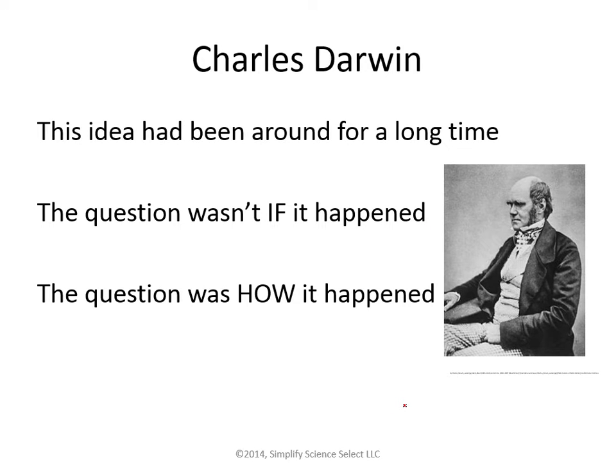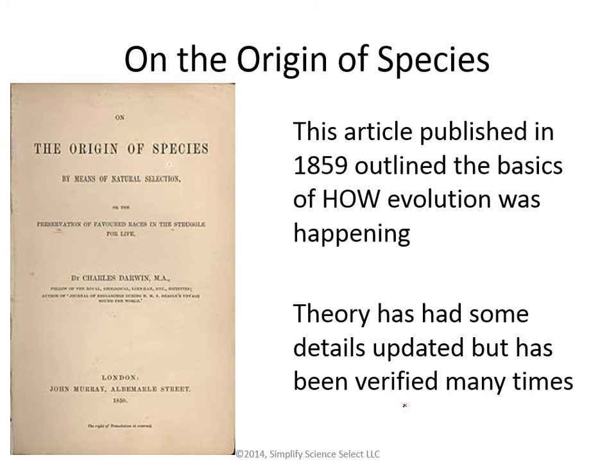Now, this is commonly associated with a great scientist by the name of Charles Darwin. People frequently get it wrong that Darwin invented or discovered evolution, which is not true. The idea of evolution had already been around for a long, long time. What Darwin wasn't describing was that this thing was happening. That had already been agreed upon. What Darwin documented through his observations on the Galapagos Islands was how it happened. How were things changing over time? What was the mechanism? And he published this in a monumental, very important article in 1859 called On the Origin of Species.